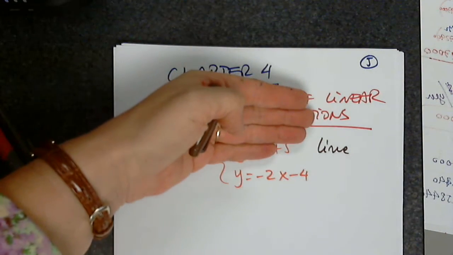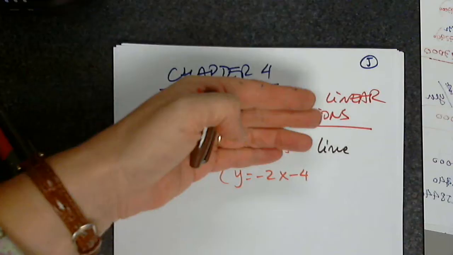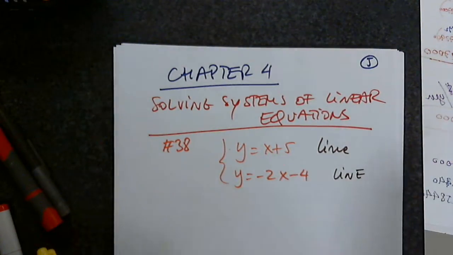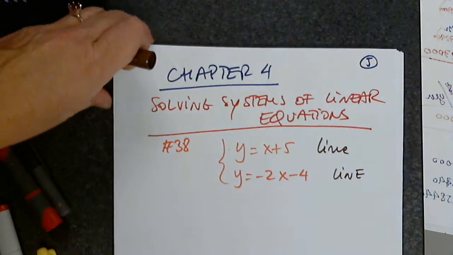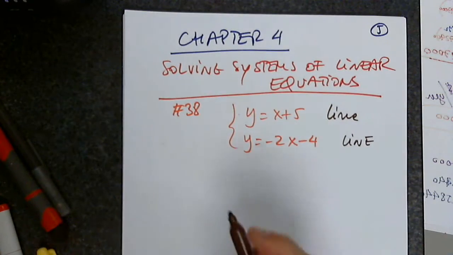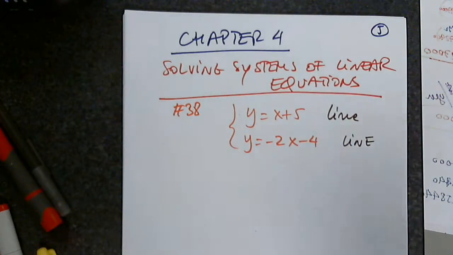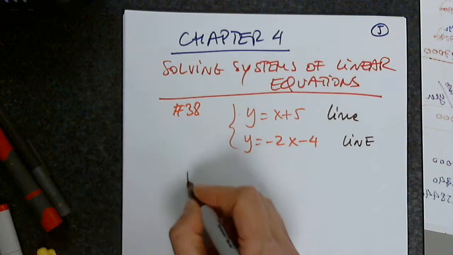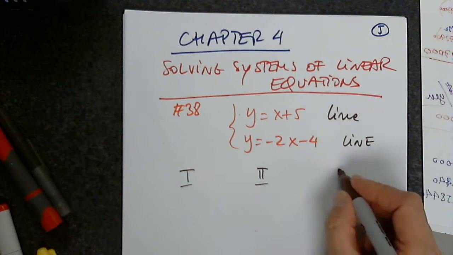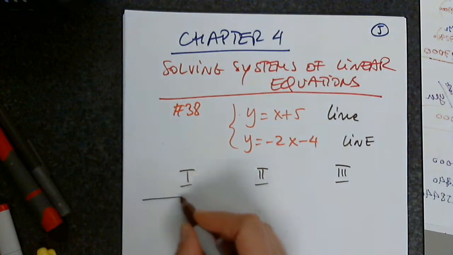If I ask you to graph this, what would you graph? Another line. Very good. So now let's discuss all possibilities here. When I solve this, I'll show you which methods, I can have one of the following three possibilities.